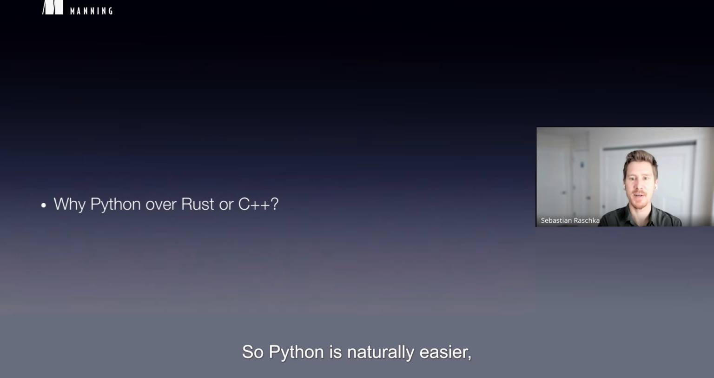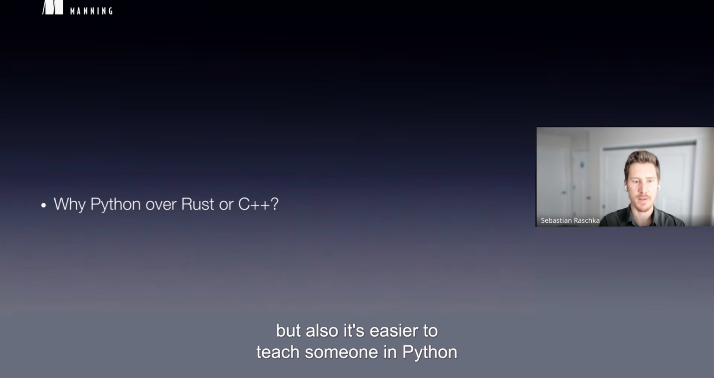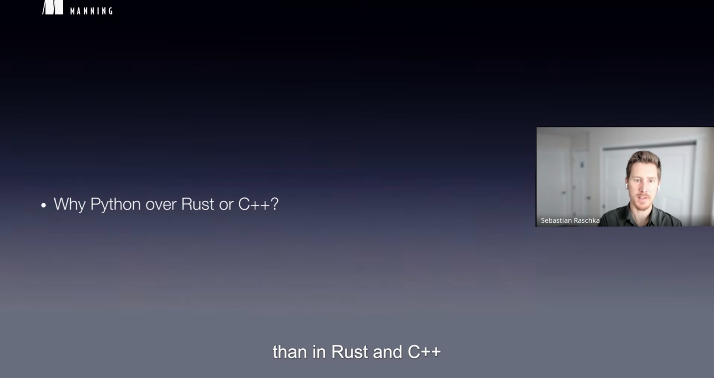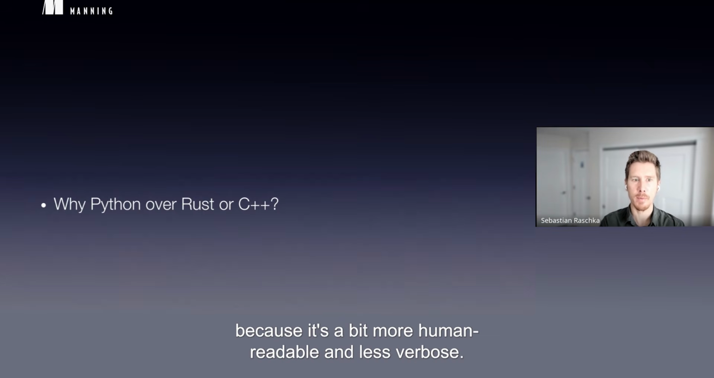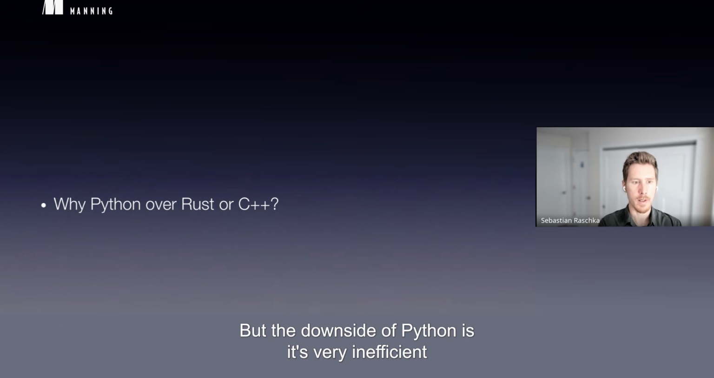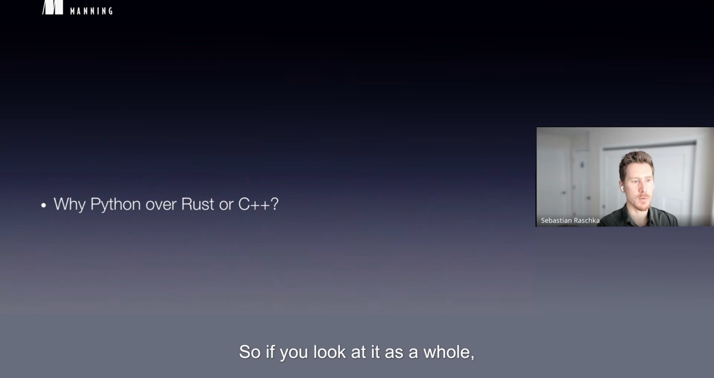So Python is naturally easier. But also, it's easier to teach someone in Python than in Rust and C++ because it's a bit more human readable, less verbose. But that was not the reason. I think it's a benefit that it is easier to read. But the downside of Python is it's very inefficient for scientific computing. So if you look at it as a whole, if you are a researcher or an engineer, and you have, let's say, 20 hours to accomplish a task.